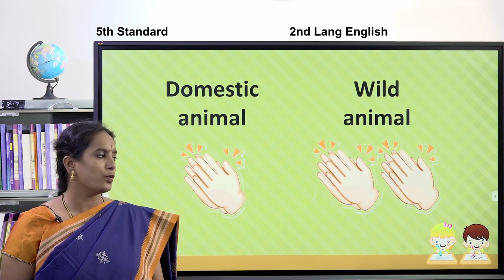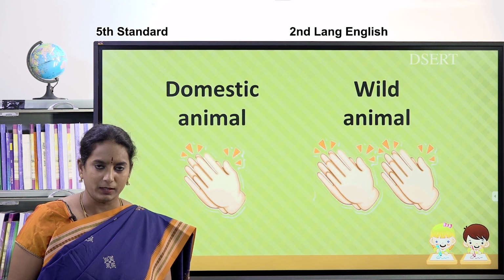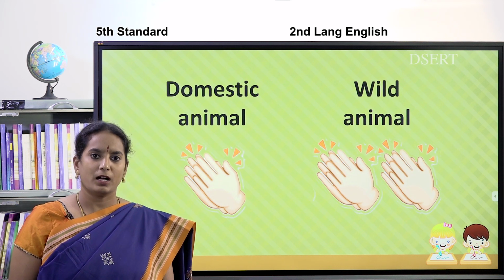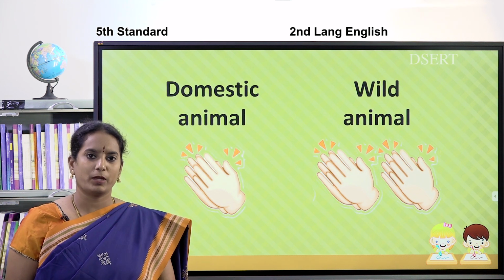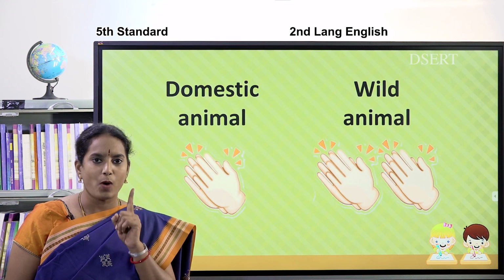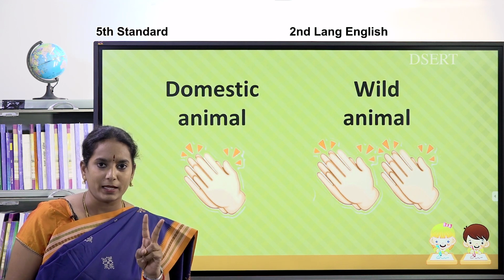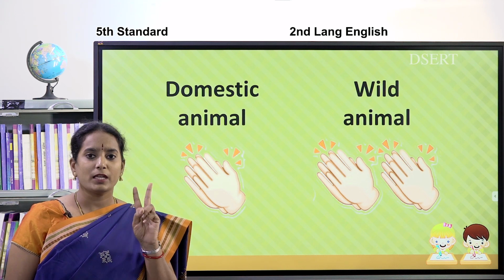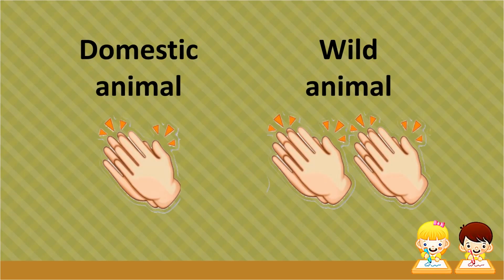Now what you have to do? I am going to show you some pictures here. If it is a domestic animal, ಅಂದರೆ ನಾನೀಗ ಕೆಲವೊಂದು ಚಿತ್ರಗಳನ್ನು ತೋರಿಸ್ತೀನಿ. ಅದು ಸಾಕು ಪ್ರಾಣಿಯಾಗಿದ್ದರೆ ನೀವು ಒಂದು ಸಲ ಚಪ್ಪಾಳೆ ತಟ್ಟಬೇಕು. If it is a domestic animal, you have to clap once. If it is a wild animal, you have to clap twice. ಆ ಚಿತ್ರ ಕಾಡು ಪ್ರಾಣಿಯದ್ದಾಗಿದ್ದರೆ ನೀವು 2 ಬಾರಿ ಚಪ್ಪಾಳೆ ತಟ್ಟಬೇಕು. ಅರ್ಥ ಆಯ್ತಾ ಮಕ್ಕಳೇ? ಓಕೆ, ಲೆಟ್ಸ್ ಸ್ಟಾರ್ಟ್.